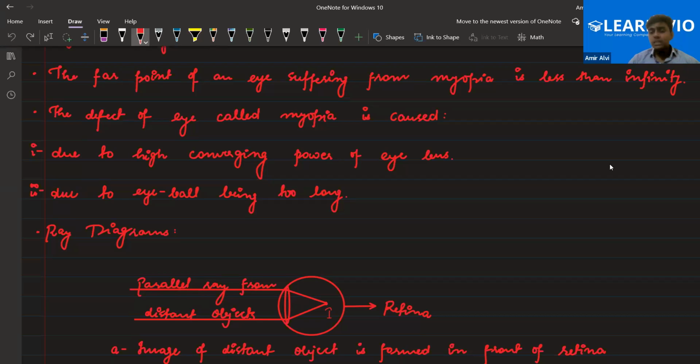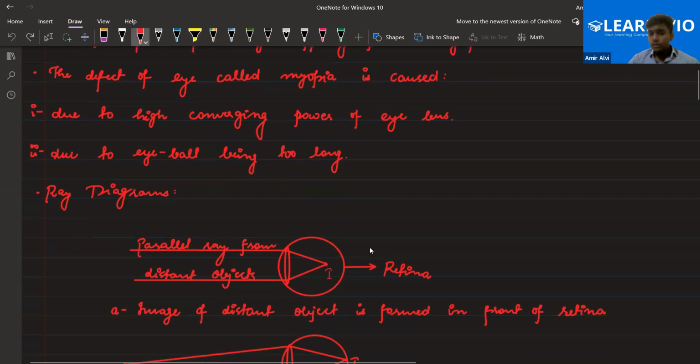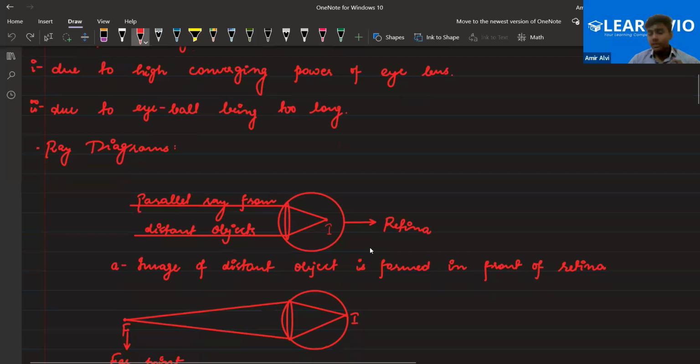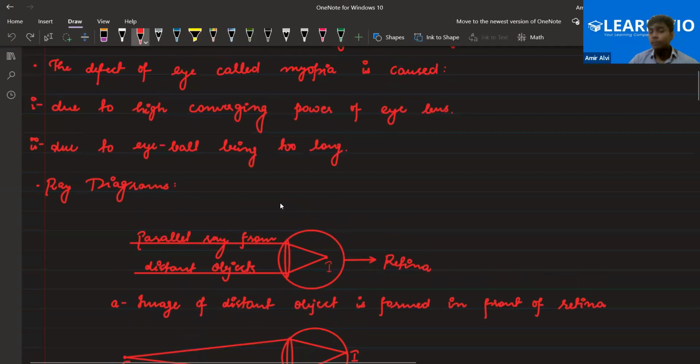So basically, as you can see, the eye lens becomes thicker, and due to that the focal length will decrease. That's why the rays are not getting converged at the exact position of the retina, right? So the focal length is decreased, not increased. Focal length will decrease in myopia. A decreased focal length means that our eyes will not focus at a larger distance, so our infinity point has shifted towards the eye, right?